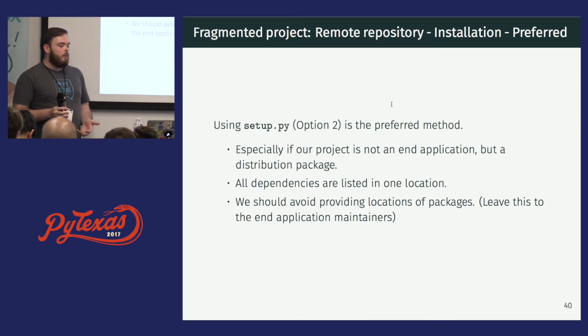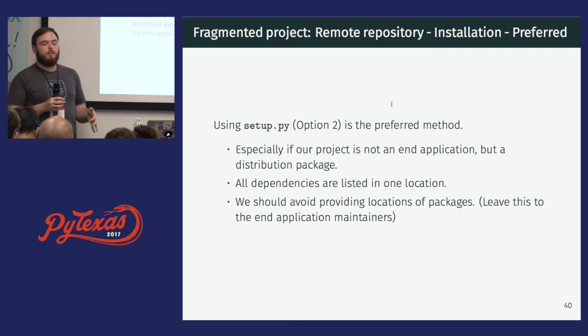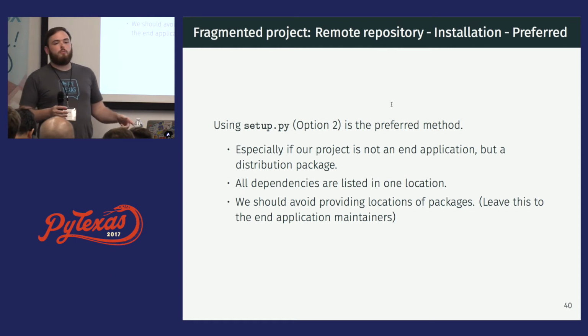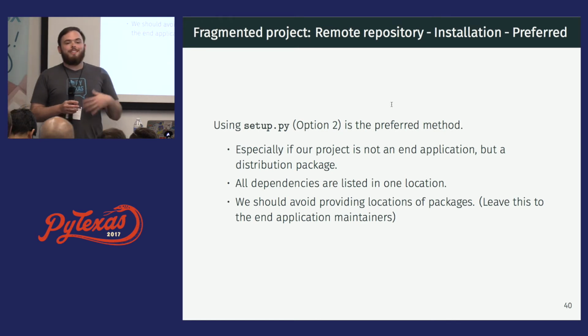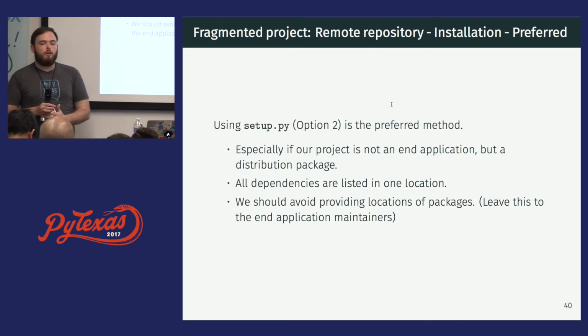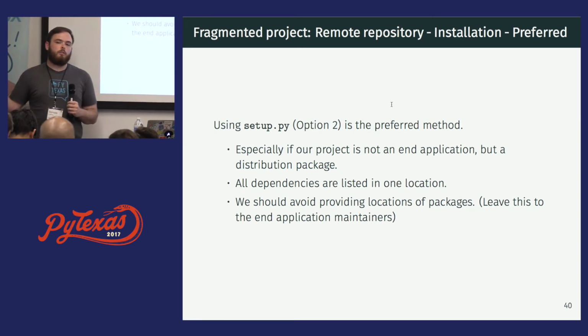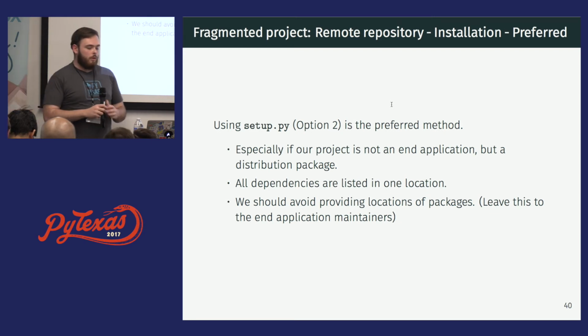The preferred option, especially if our machine learning solution is a distribution package and not an end application, is to use the second option, to list them in setup.py. The reason is that this allows the end application developer to pin specific versions of the packages, and also to specify where the packages are coming from. That's considered a pretty nice thing to do, to allow the end developer who's making use of our package and then distributing it to their end users, to specify where the package is coming from.